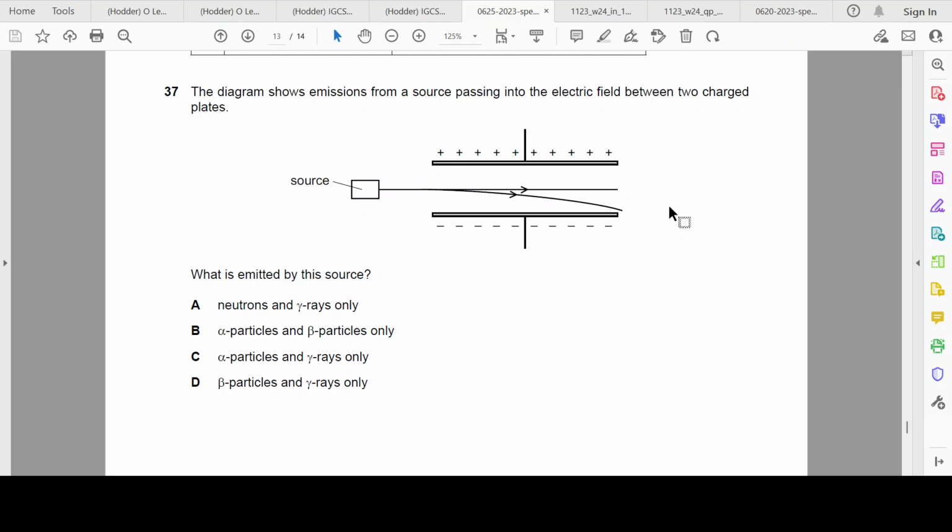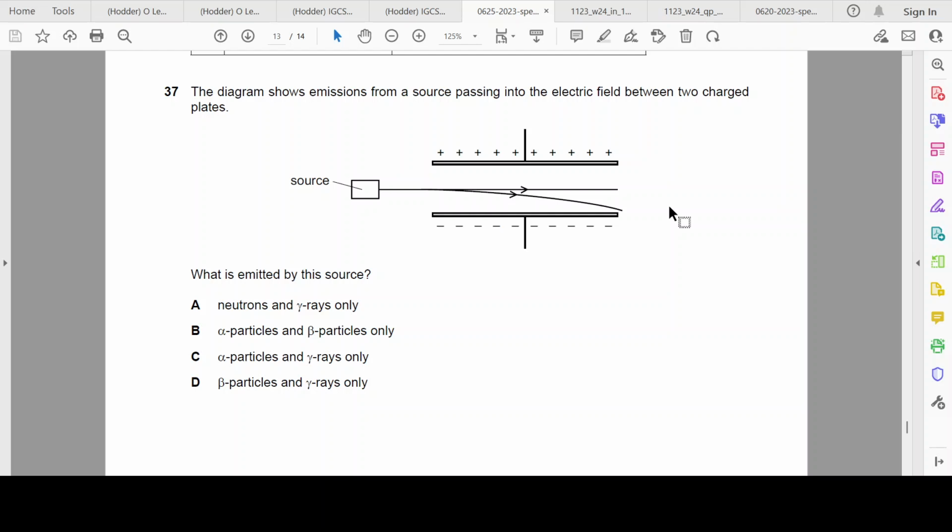Then we come to the curving line. Now you can see it's curving away from the positive pole of the electric field towards the negative pole. And so that means it is being repelled by the positive pole. It is being attracted towards the negative pole.